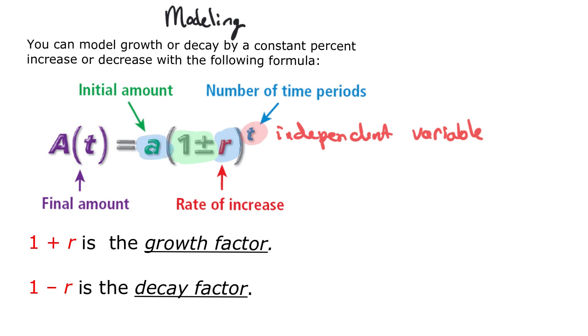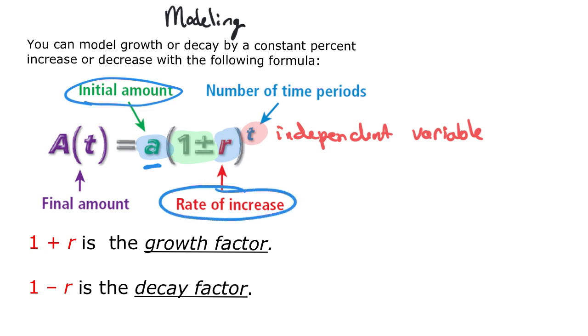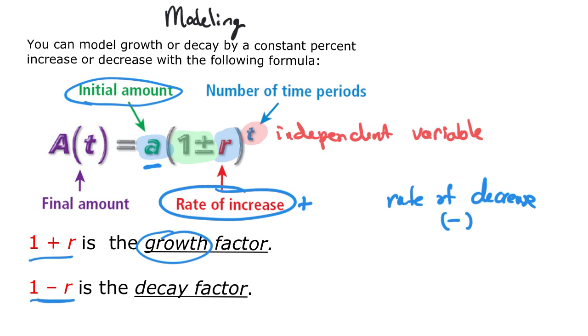But it's going to be a special number. A is always going to be what you start with in the problem. You put it right in here for A. Then r is your rate of increase. That's when you use a plus. If it's a rate of decrease, then you use a negative, a minus. 1 plus r is growth. 1 minus r is decay. Right? Let's do a model.